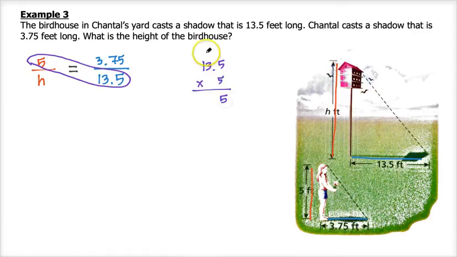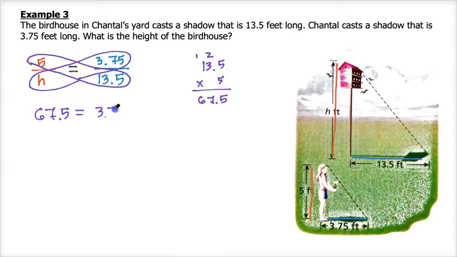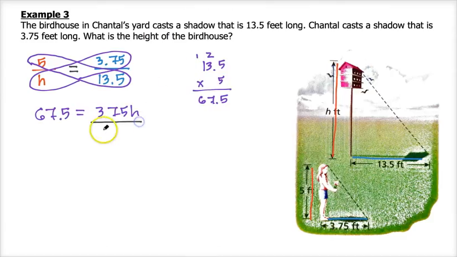This is why we practice working with decimals at the beginning of the year. We get 67.5 when we do that multiplication. And then that's equal to 3.75 times h. So we will find h by dividing both sides of this equation by 3.75. I want you to pause the video now, do this decimal division, and then once you have your answer, click play to check.